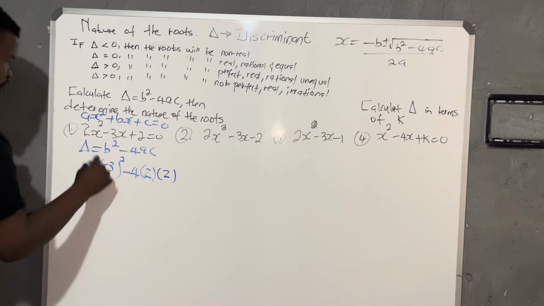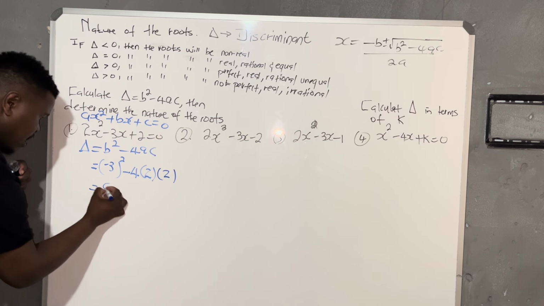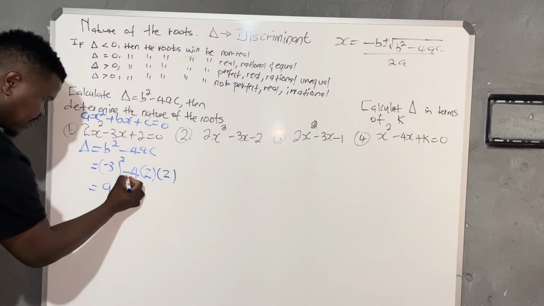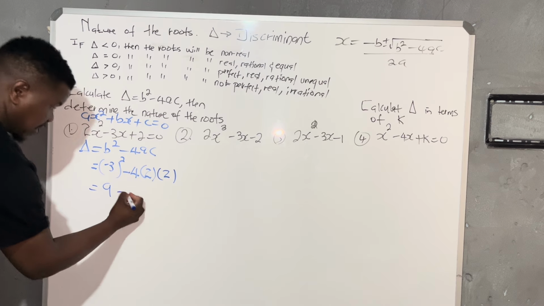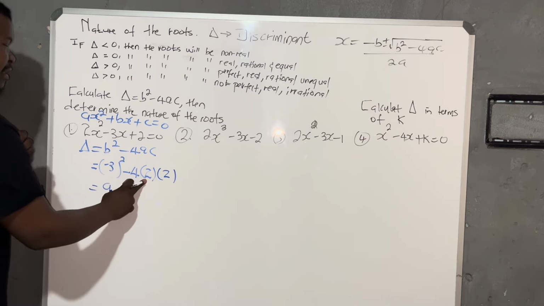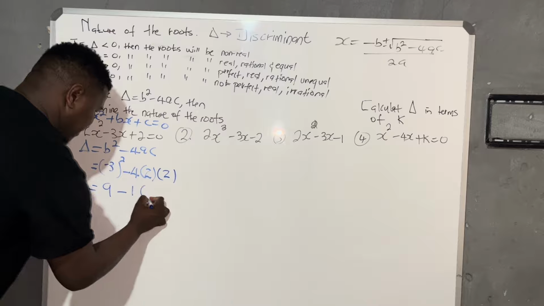Now, negative 3 squared, as long as it is inside the bracket, it's going to be a positive 9. Now, this negative times positive is just negative. What is 4 times 2? That's 8. 8 times 2, that's 16.